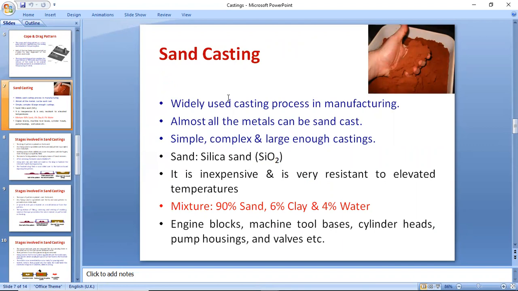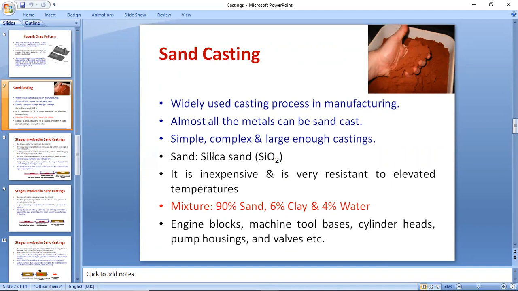Then we proceed towards sand casting, a widely used casting process in manufacturing. This is a widely used process, which is why it is called sand casting. Almost all materials can be sand cast. Sand casting is simple, and it is suitable for making large and complex castings, various castings.